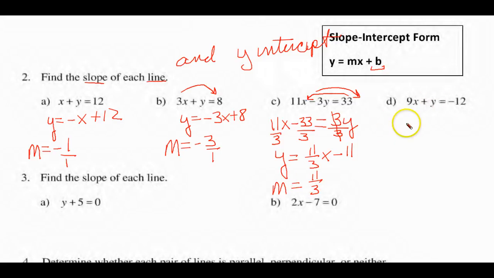And once again, it's in standard form. Solve for a positive y. Transpose that. And our slope here is a negative 9. Now I added the y-intercept. So what is the y-intercept here? Well, it's what's in the b position. 12, an 8, a negative 11, a negative 12.